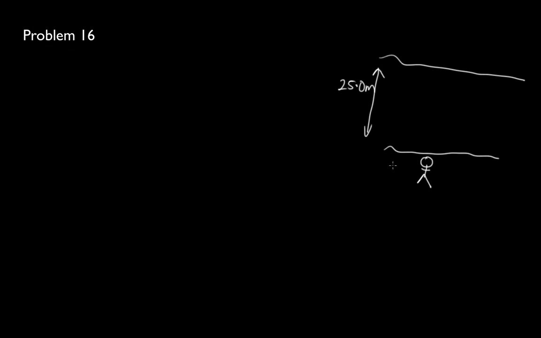And on still water, your friend can row at 5 meters per second. However, the river has a current that is flowing downstream at 2 meters per second. So we've got the river's current flowing down there at 2 meters per second, and your friend attempts to row directly across here, and that is at 5 meters per second. And part A asks us, what is the velocity of your friend relative to you?